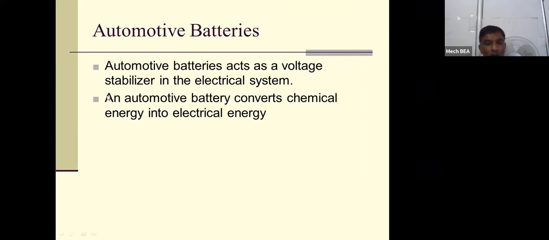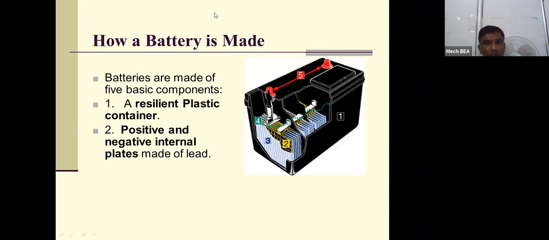So what is an automotive battery? It converts chemical energy into electric energy. These are the simplest parts. Then, how is a battery made?